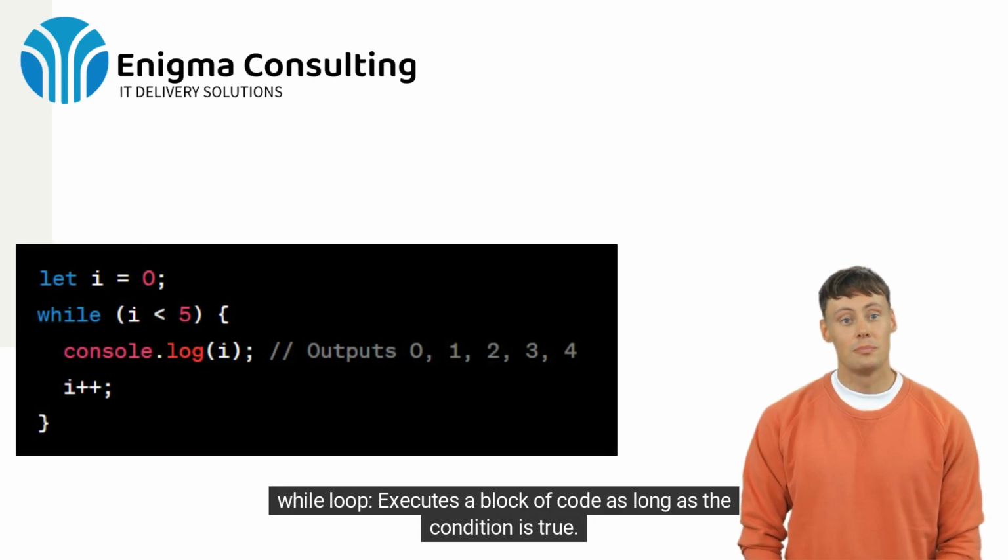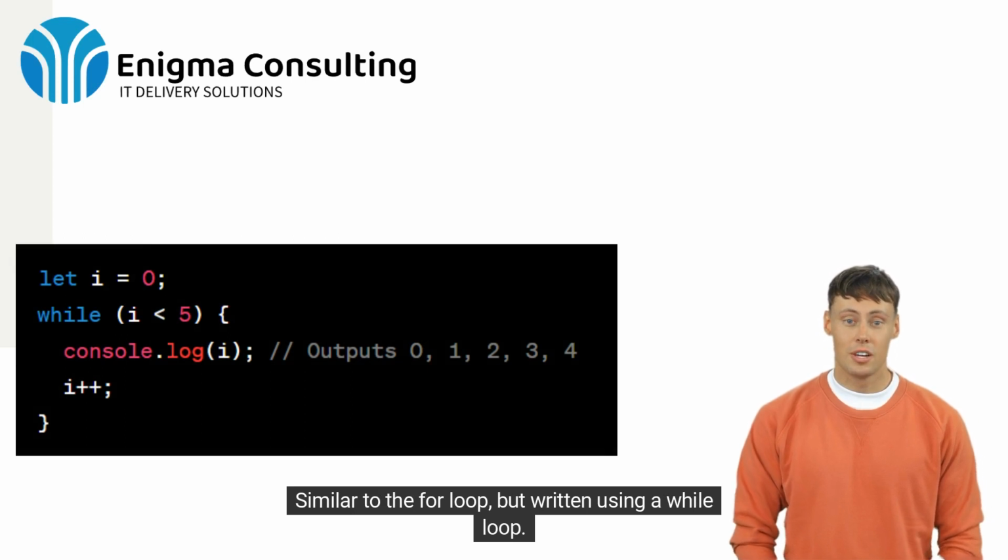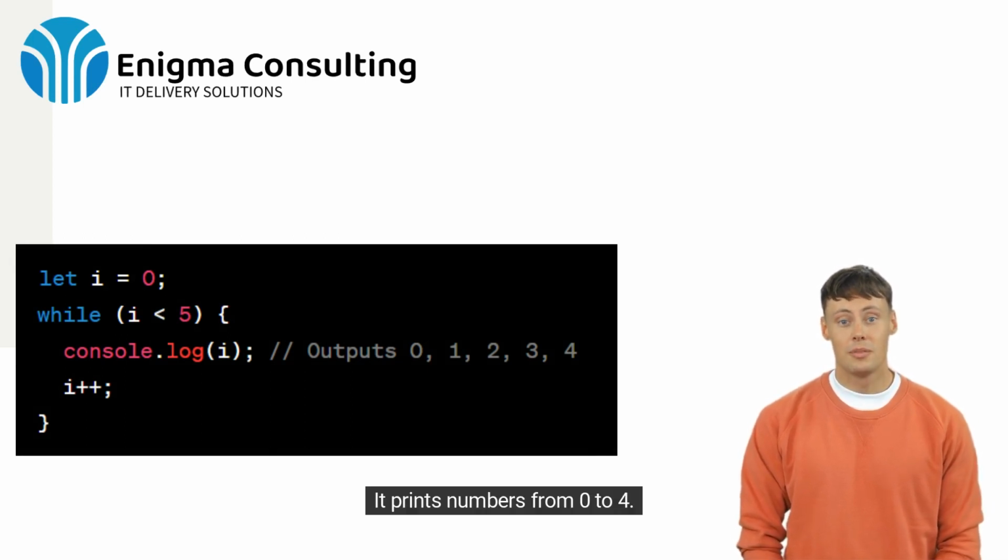A while loop executes a block of code as long as the condition is true. Similar to the for loop, but written using a while loop. It prints numbers from 0 to 4.